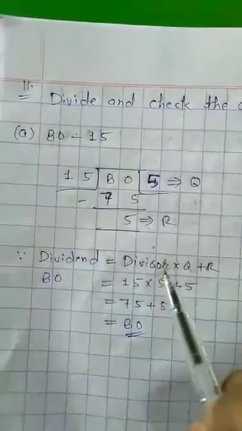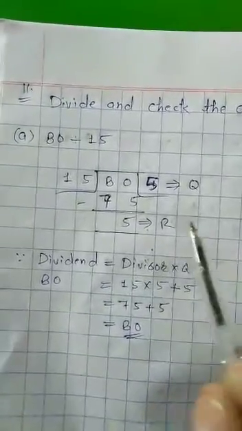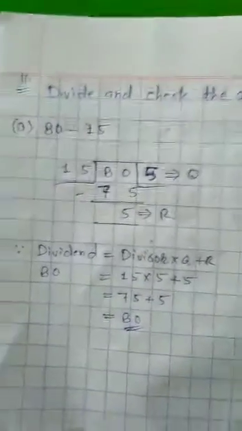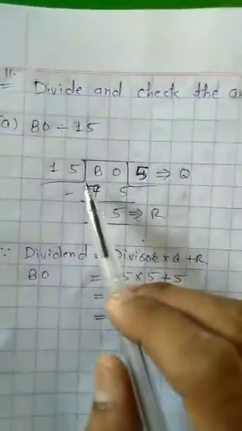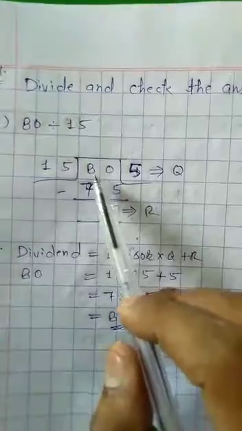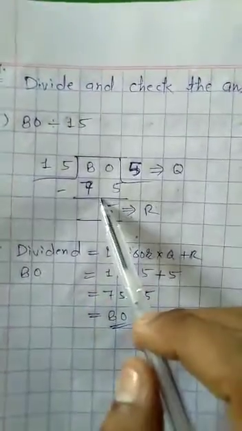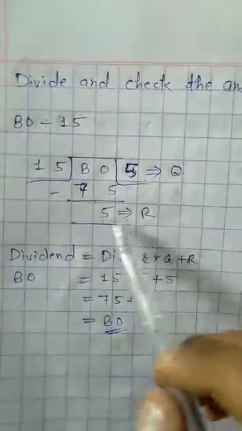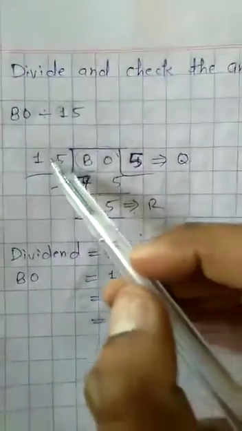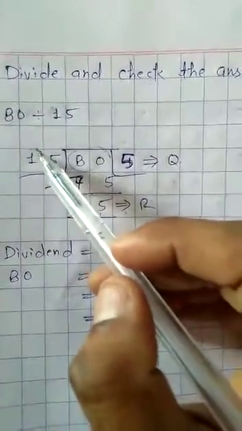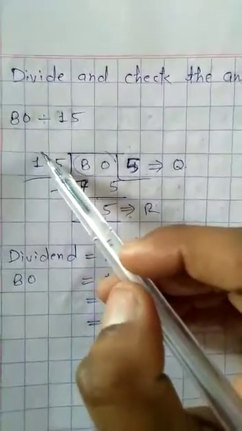Now students, question number 11, divide and check the answer. First of all, we will divide and then we will check the answer by formula. So question A, 80 divided by 15. First we will divide 80 by 15. 15 5s are 75. So 5 is quotient and 5 is remainder. And 80 will be the dividend and the 15, by which we are dividing, students, this is the divisor.